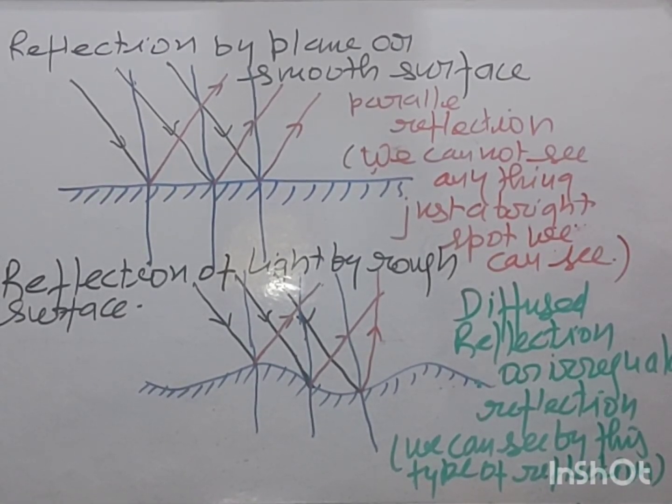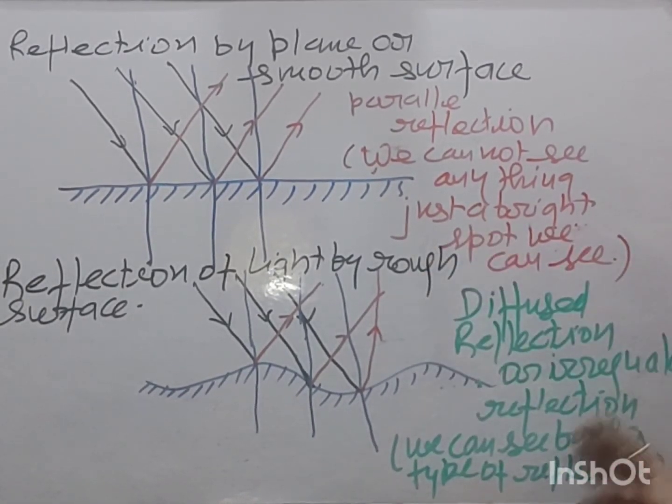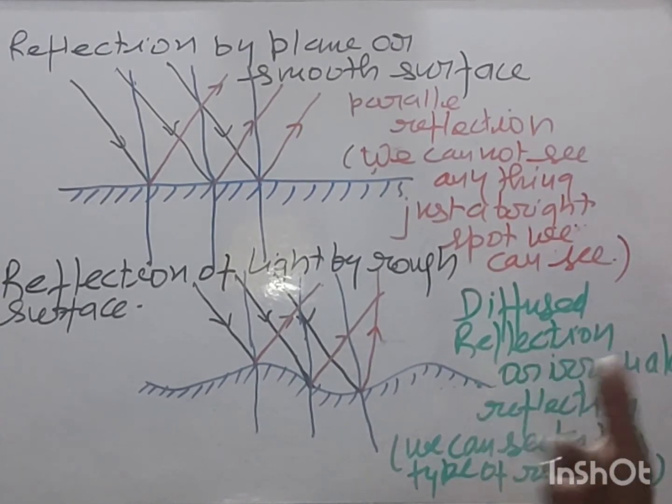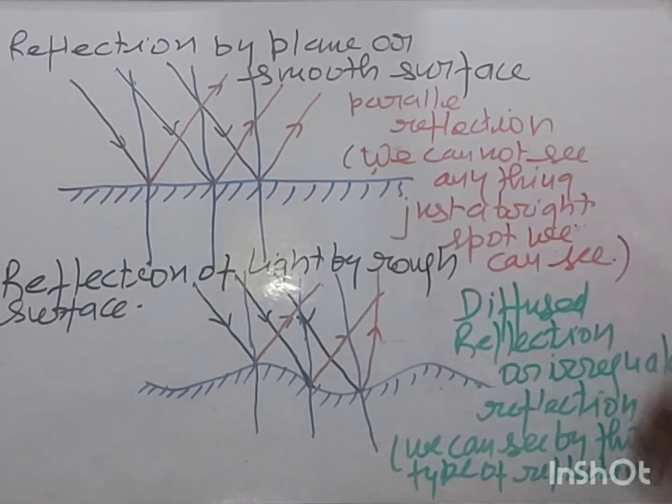So we have two types of reflection. One is by a plane or smooth surface, where parallel reflection occurs, and we cannot see the objects. And another one is by a rough surface, and it is diffuse or irregular reflection, and we can see by this type of reflection. So this is what we have studied.